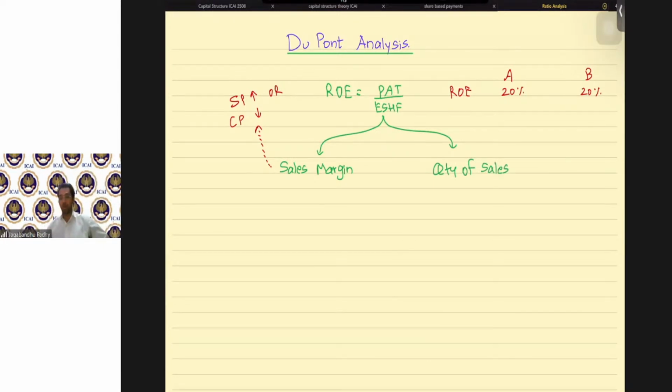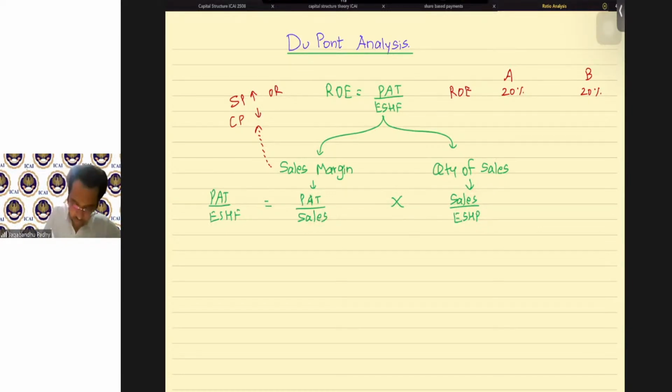Working on the quantity of sales. So basically, profit margin is denoted as what? Profit after tax upon sales. And quantity of sales is denoted as sales upon equity shareholders' fund. Or I can say the ratio we had as PAT upon equity shareholders' fund is actually PAT upon sales multiplied by sales upon equity shareholders' fund.